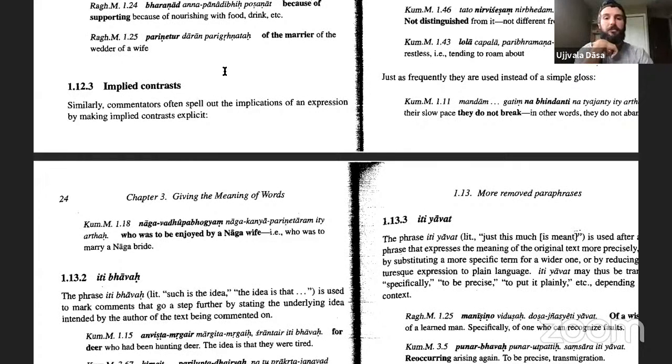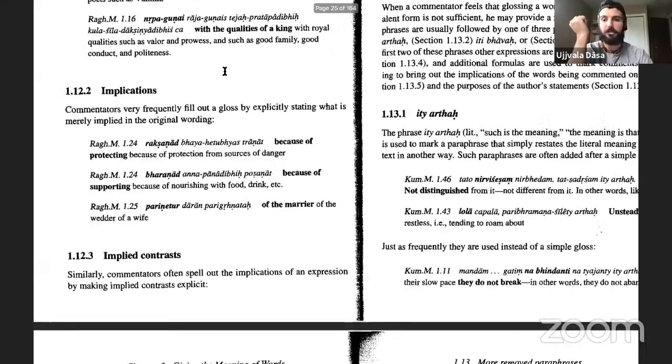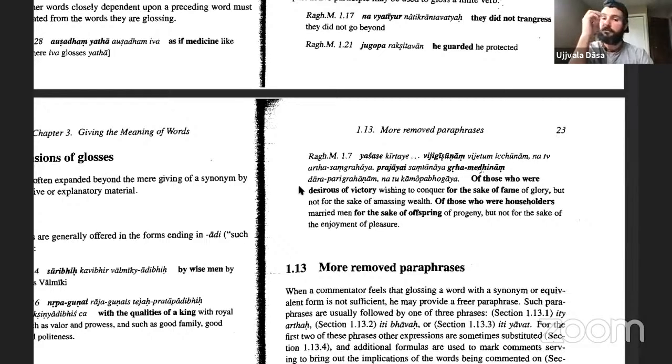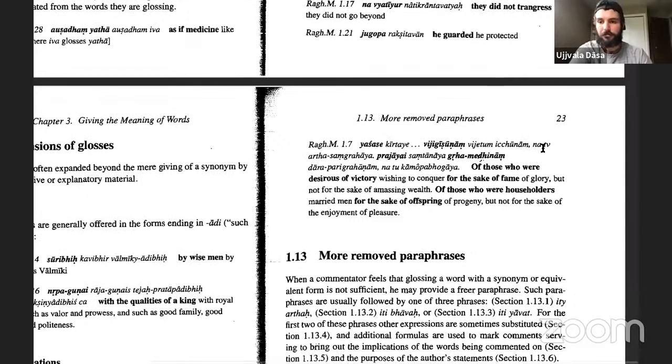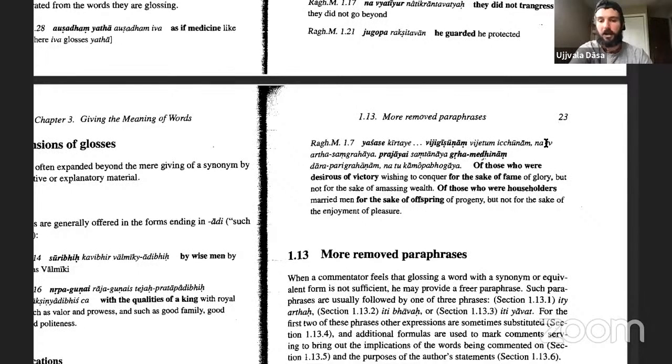Similarly, commentators often spell out the implications of an expression by making implied contrasts explicit. Yashase kirtaye vijigishunam vijetum ichunam na tvarta samgrahaya prajayai samtanaya grihamedinam dara parigrahanam na tu kamopabhogaya. Of those who were desirous of victory, wishing to conquer for the sake of fame or glory. So yashase kirtaye, for the sake of fame, of glory. Kirtaye is a gloss of yashase. Vijigishunam, vijetum ichunam. Of those who were desirous of victory, vijigishunam. So this is, what is that, sun pratyaya? Yeah. So sun pratyaya. Vijetum ichunam. Natu artha samgrahaya, but not for the attainment of wealth.